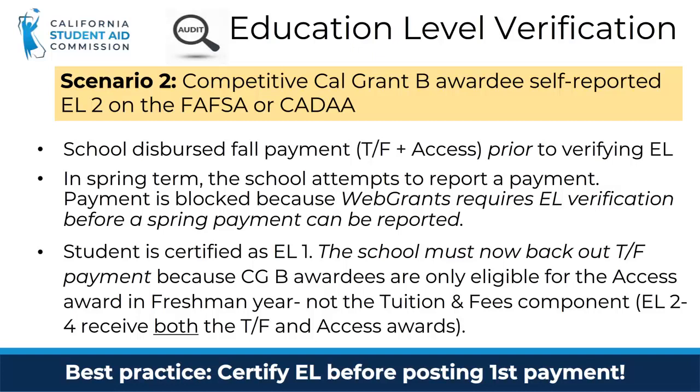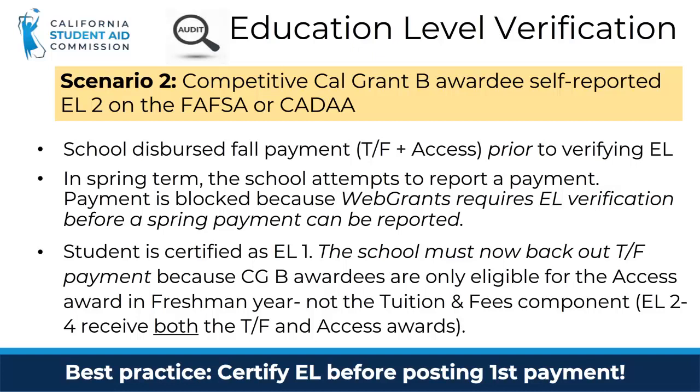In this scenario, a competitive Cal Grant B awardee self-reported EL2 on their FAFSA or DREAM Act application. The school paid the student before verifying EL. By the time the school does the verification in spring, it is revealed that this student is actually an EL1.